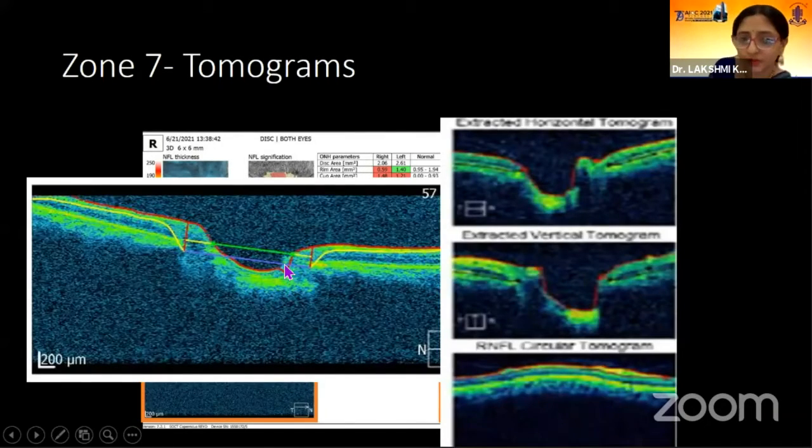In these tomograms, we have to look at these red and green lines. The red line marks the ILM. The green line marks the Bruch's membrane. So our OCT should come in between these two lines, and there should always be a cup displayed, and we should see how deep the cup is.